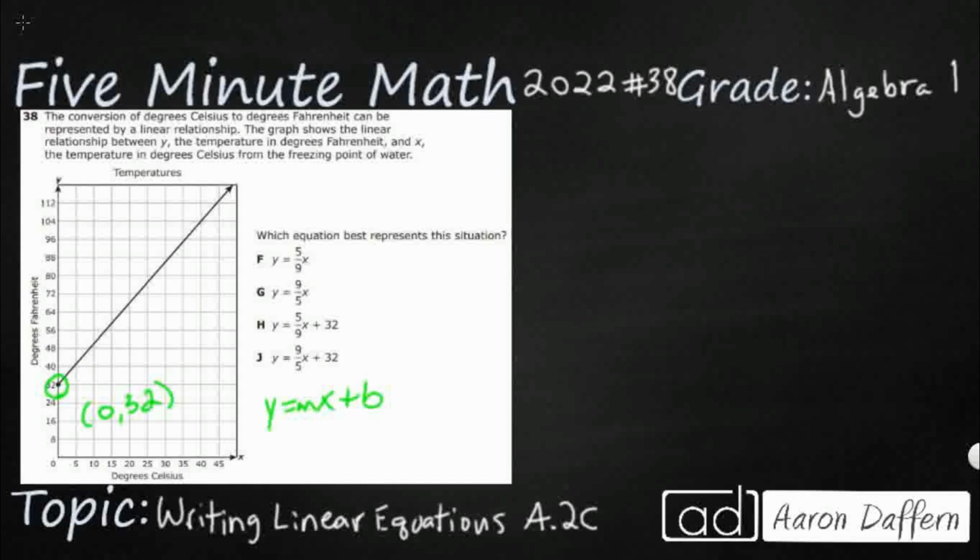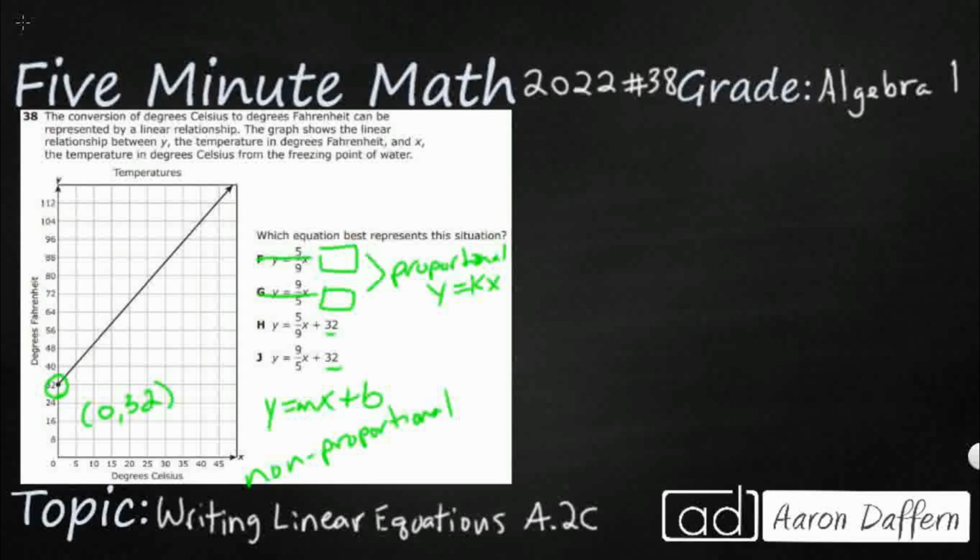The fact that F and G don't have a y-intercept, they don't have a plus b, lets me know that those two are going to be incorrect because this is not proportional. When you have a non-proportional graph, that means you are not going through the origin, and a non-proportional graph always has some type of y-intercept. F and G are proportional graphs. That means they're best represented by y equals kx, direct proportion, and they go through the origin. So we've already eliminated two answers.